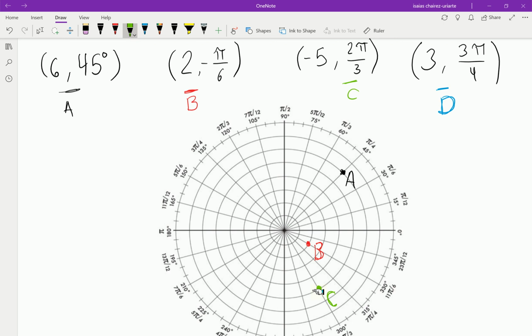All right, the last one, D. Let's plot it. This one is 3, 3 pi over 4. So I first went 1, 2, 3, and then 3 pi over 4. Where's 3 pi over 4? 3 pi over 4 is in quadrant 2. So right there. I start at the pole, 1, 2, 3, and then I rotate 3 pi over 4. So that's my point D.